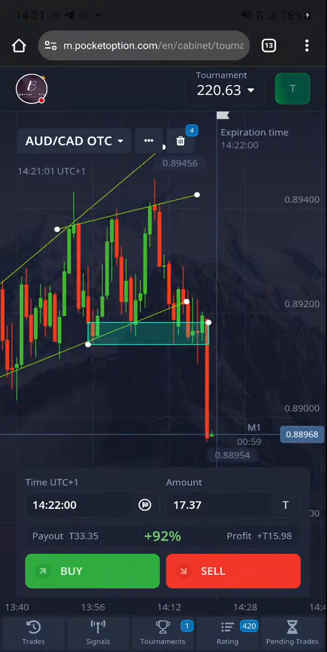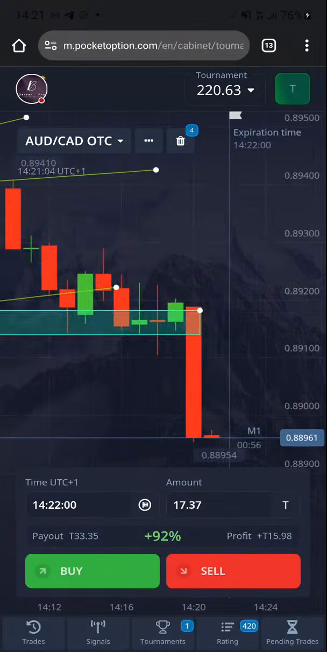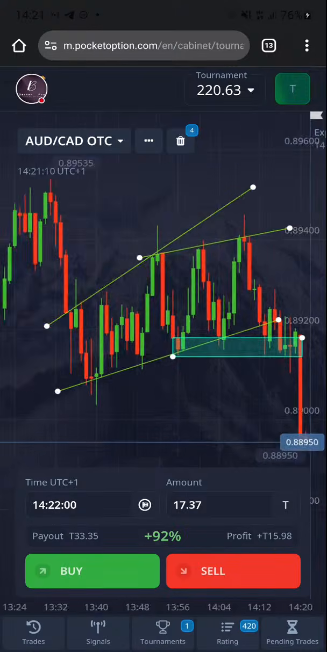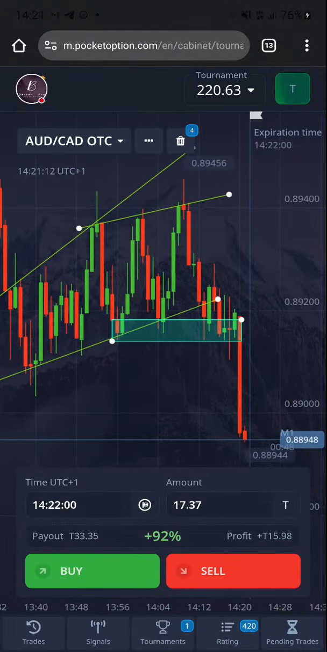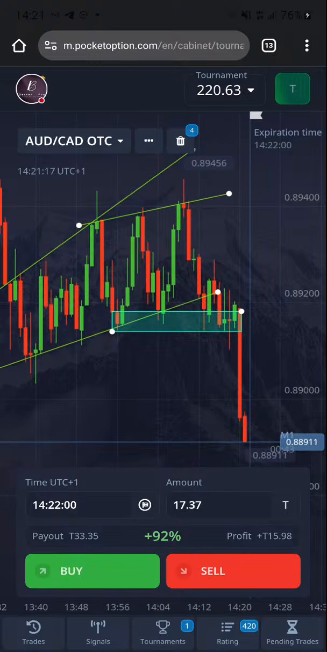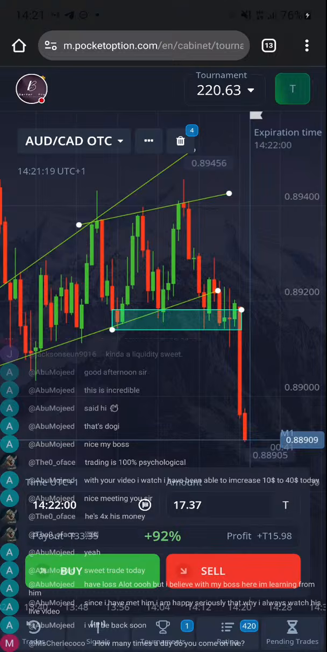So this is that liquidity sweep you were talking about. It has happened already, you can see. I told you I'm expecting a liquidity sweep to the downside. It just happened, you can see. If you spend time with the markets, you will really understand a lot of things about the markets.